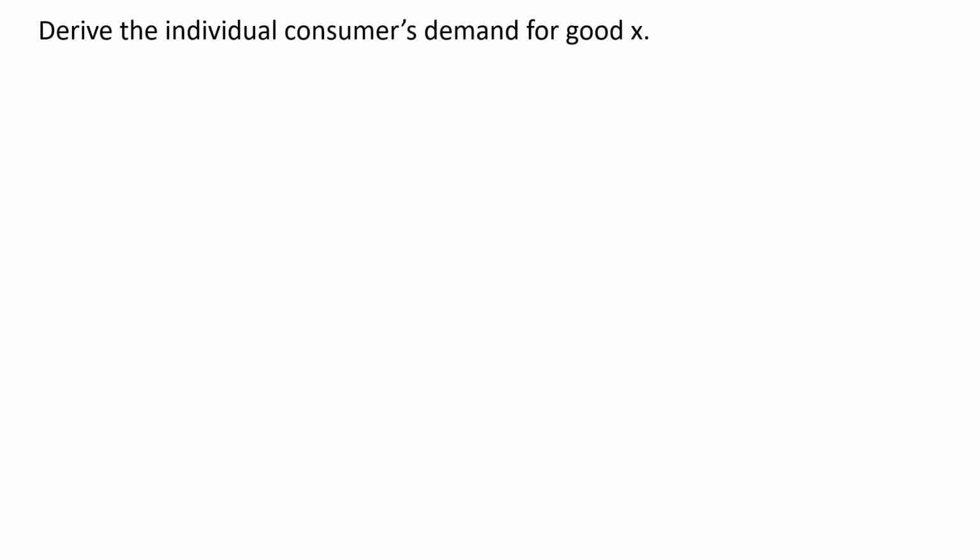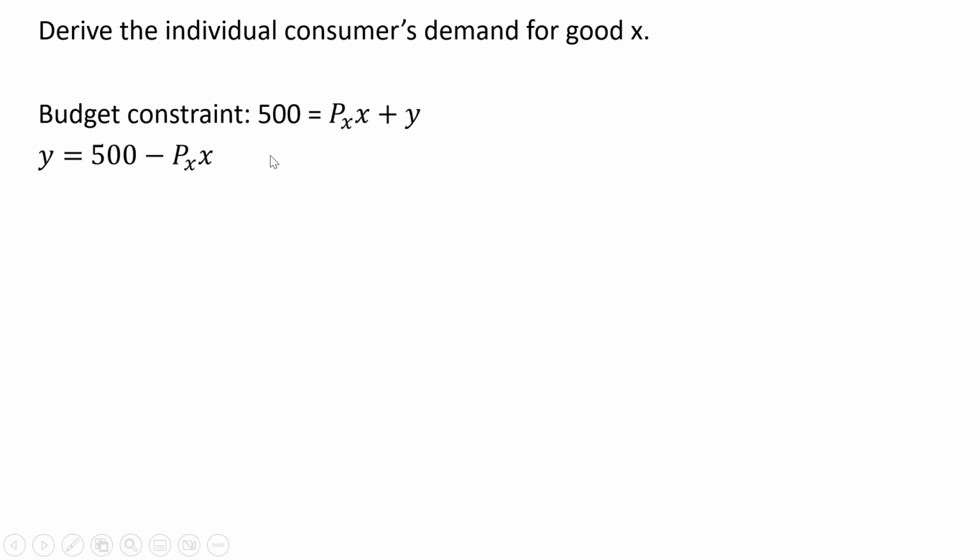We'll start with the consumer. We're going to derive the individual consumer's demand for good X. We're going to first create the consumer's budget constraint. The consumer has $500 of income. We're going to eventually solve for the price of good X. We don't know that yet. The price of good Y is 1, so I just got a 1 in front of the Y here. I'm going to take this budget constraint and solve it for Y.